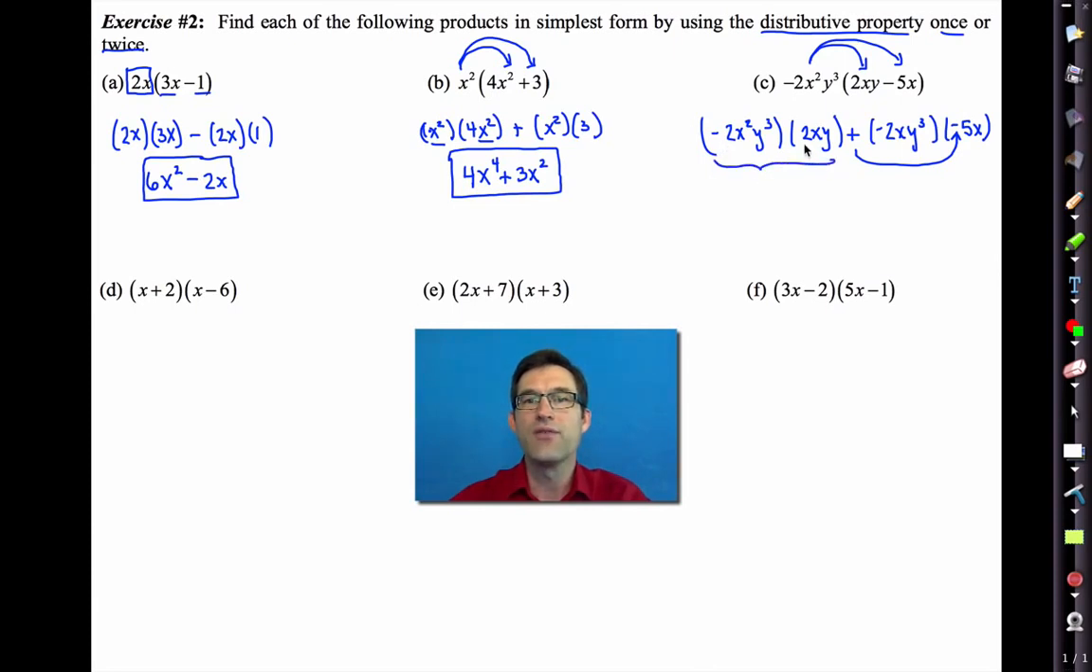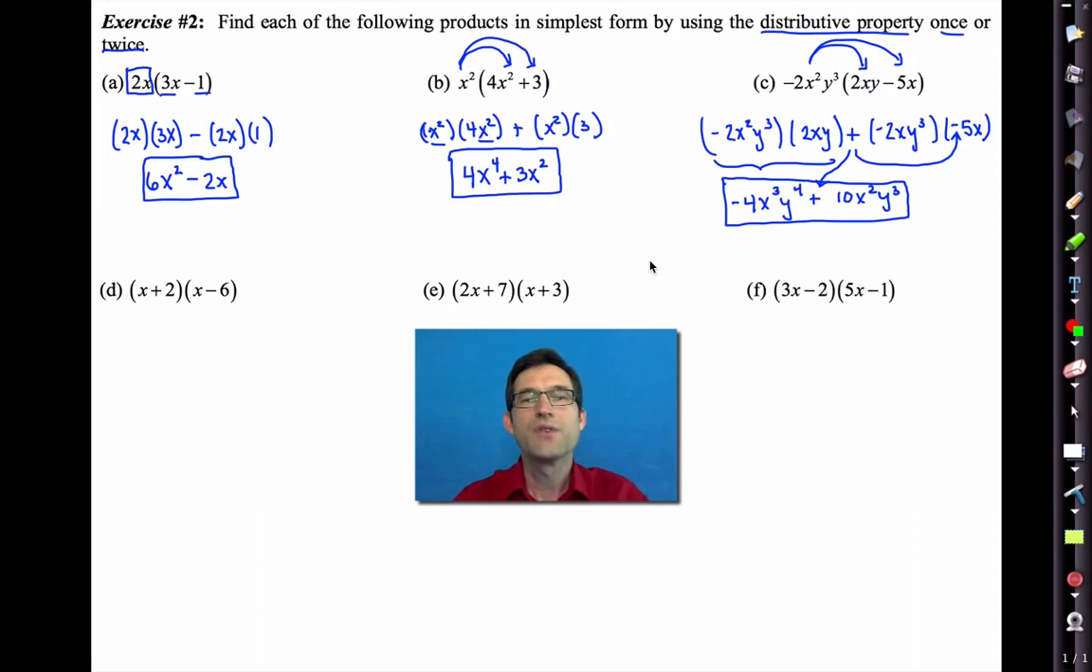We're going to do the negative 2 times the positive 2, which is going to give us negative 4. We're going to do x squared times x to the 1st, which will give us x to the 3rd. Y cubed times y to the 1st will give us y to the 4th. Plus, don't forget that, negative 2 times negative 5 is positive 10. X times x is x squared. And then that y cubed, well, that just hangs on. So there's our final answer.